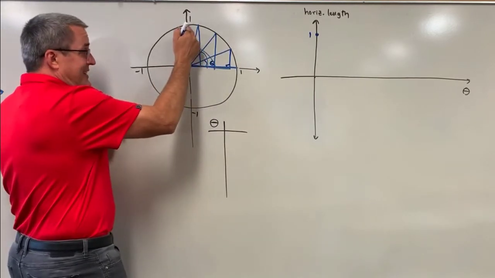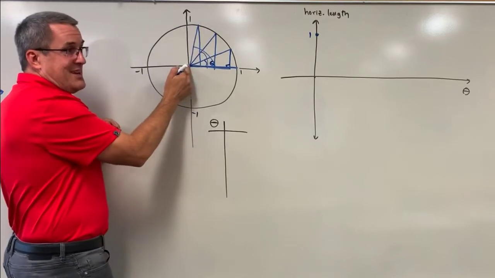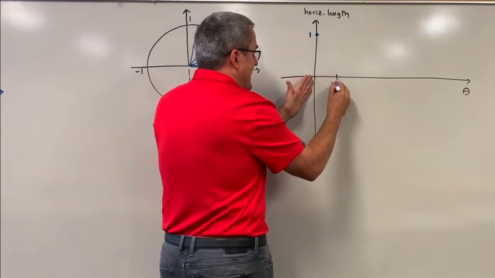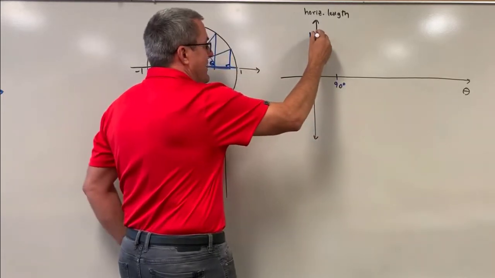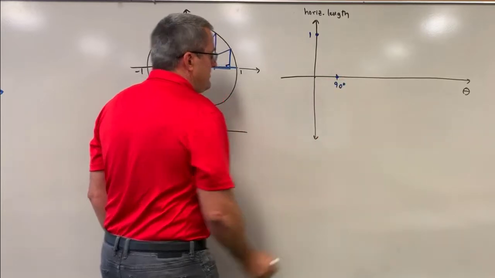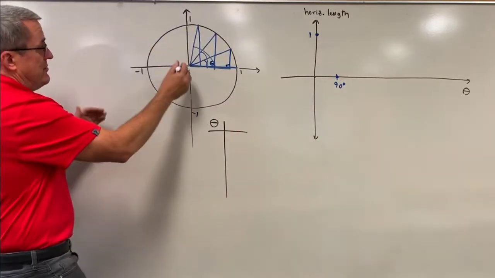And if we get to 90 degrees, the horizontal length is going to be 0. So as we progress from 0 to 90 degrees, the horizontal length is going to go from 1 to 0. Now let's jump to quadrant 2.